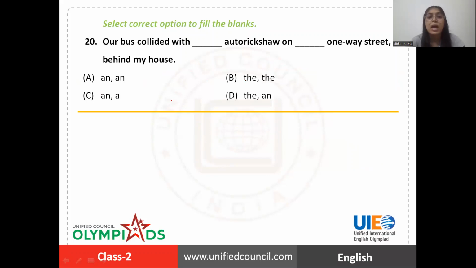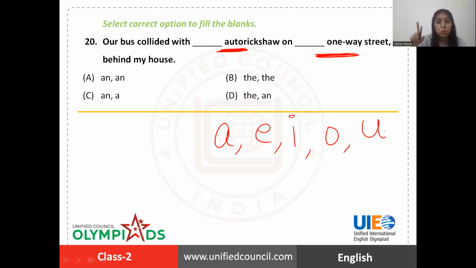Okay, then again, we have one more question from articles. Our bus collided with blank auto rickshaw on blank one-way street behind my house. One bus collided with, look at the sound. I told you, don't go by the letter, otherwise you can get confused. A-E-I-O-U. It's not U, it's yoo. If you look at O, you may get muddled that you have to use the article an. But that's not the case. You have to look at the sound.